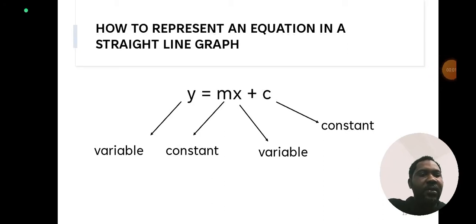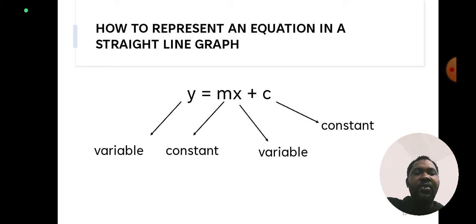Hi everyone. In this video, we are going to be looking at how to represent an equation as a straight line graph. This video has a preceding video where I talked about how to describe a straight line graph. I'll be posting a link to that video in the comment section. But here we are going to see how to represent a given equation as a straight line graph.